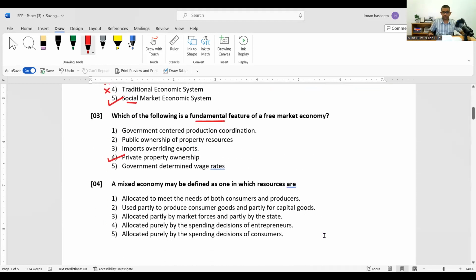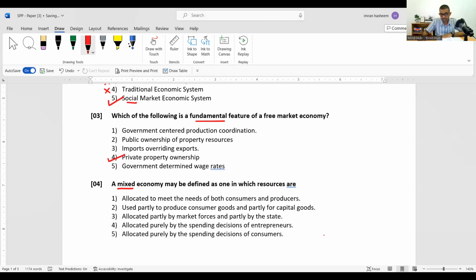Okay. Question 4. A mixed economy may be defined as one in which resources are mixed. So you see private sector, public sector resource ownership. You see the private sector mainly using the markets and the price mechanism. Public sector going based on the planning mechanism mostly. So all of these mixtures you will see within a mixed economic system. Incentives also are material and coercive, a mix of the two.